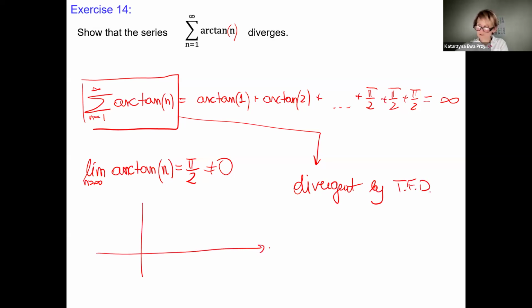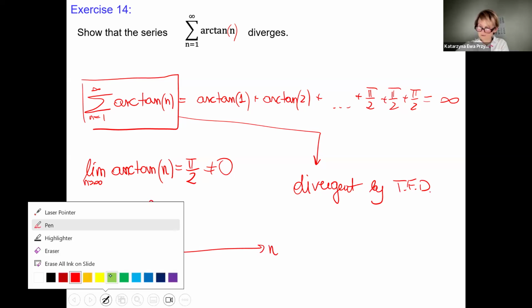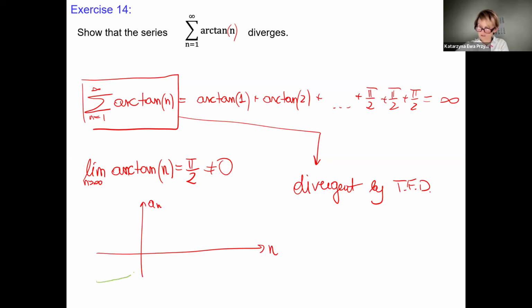And we can even draw this, and let's use the function. Pi over 2, oh, we don't need it, because we will have arctangent of 1, arctangent of 2, 3, 4, 5, and then we can see almost pi over 2. Okay, good, good.